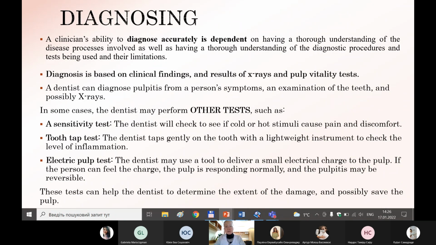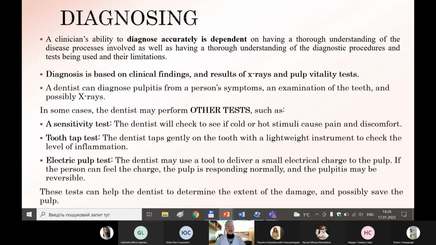So actually X-ray cannot be used as diagnosing data for diagnosing criteria for pulpitis. Because what is pulpitis? It is inflammation of soft tissue, and it is impossible to see inflammation of soft connective tissue on X-ray. Only it can show the anatomy of the pulp chamber and possible exposure of it.